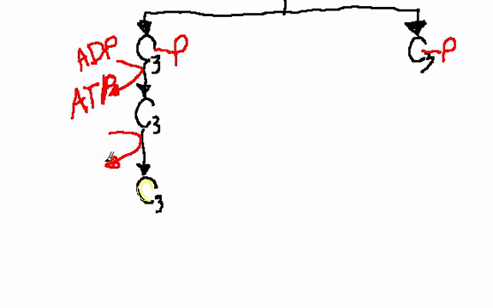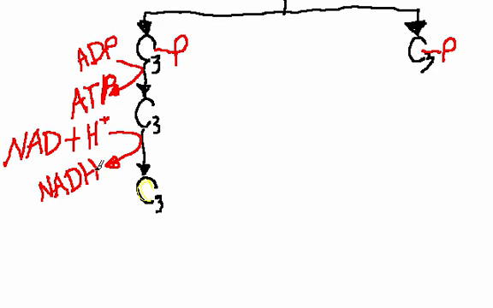I'm going to color that yellow just to show you it's a different C3 molecule than the previous one. This time, it gives away some electrons that are given to a hydrogen ion and a molecule called NAD+, and it makes a molecule called NADH. NADH is an electron carrier. It's going to carry those electrons somewhere. You'll find out when we talk about respiration.